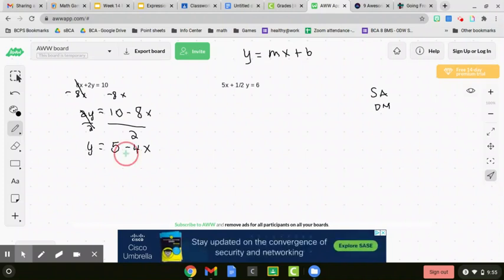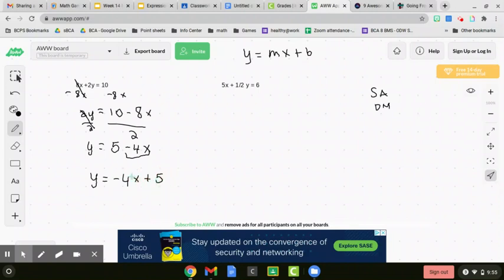A key thing to remember, though, is that we've got a subtraction symbol on 4x, and that subtraction symbol has to stay with it. That's our slope. We don't want to change it. So we get y equals negative 4x plus 5. The 5 doesn't have a sign in front of it, which automatically defaults it to positive.